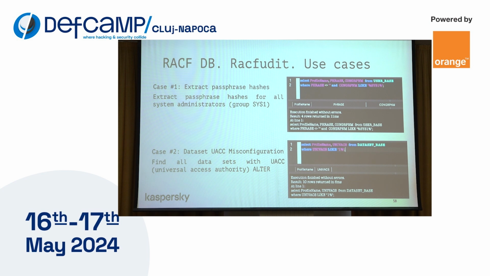Here are some use cases of such a tool. For example, we managed to extract password hashes of some system administrators, because we know that system administrators are members of the SYS1 group. The second case is searching for dataset universal access authority misconfiguration. Universal access authority in a dataset is a default permission for all users on the mainframe, and it may be dangerous if the universal access authority is high.